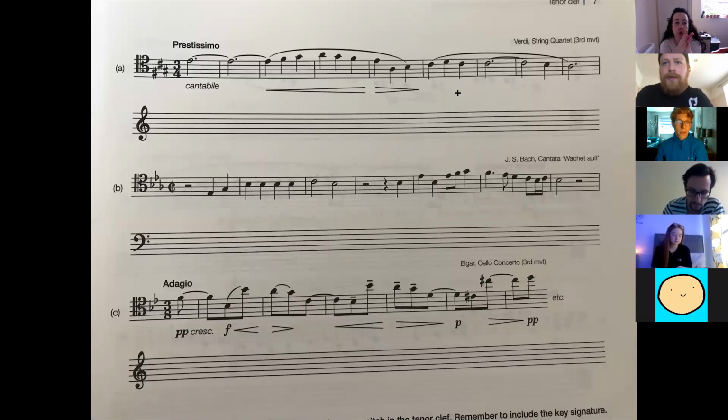Well, first of all, what key are we in? A major, is it? We're in A major. What's the other possibility? What minor key would it be? Go back 3 semitones.